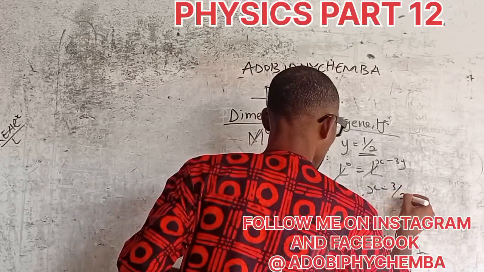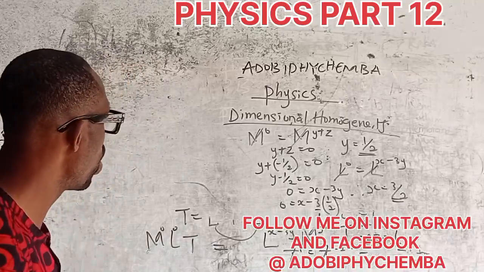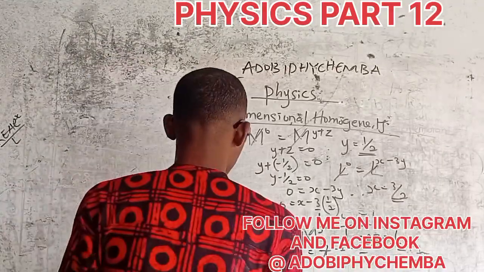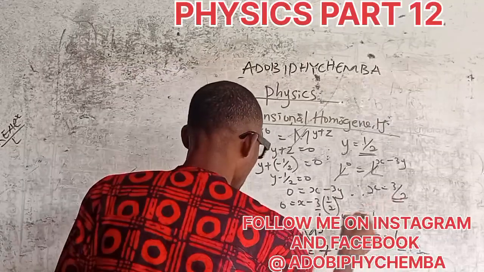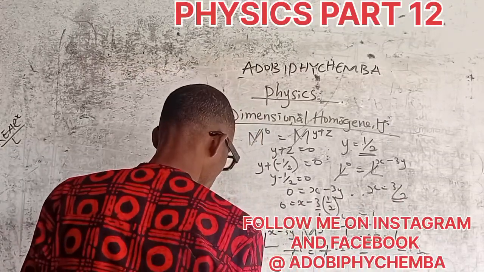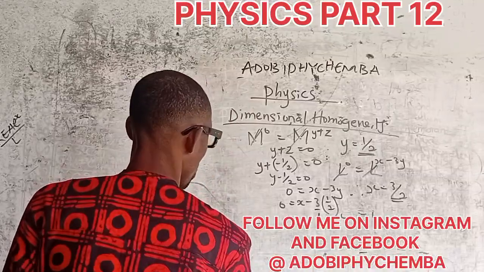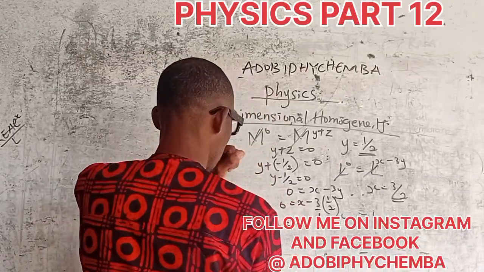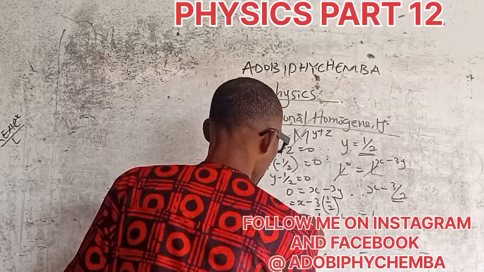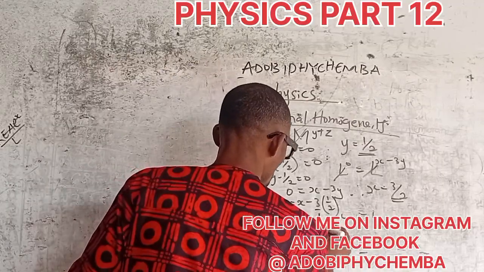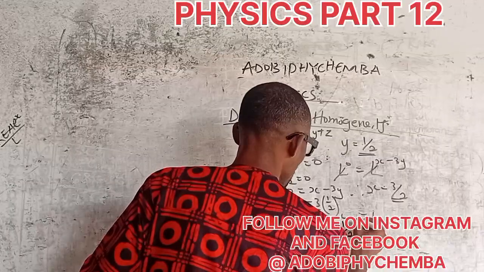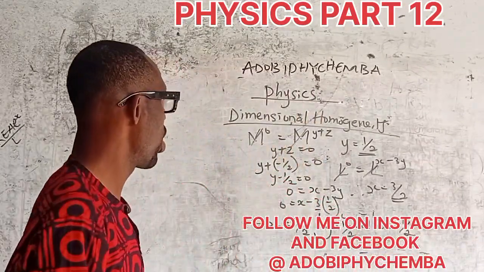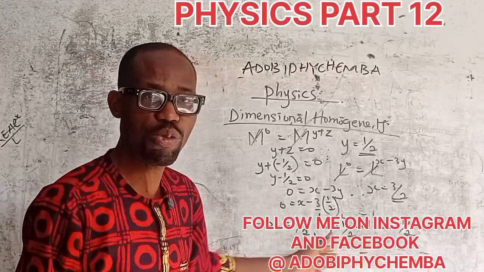3 over 2. So with this, we've been able to get the variables of this relationship. You now say, therefore, x, what did we get as x? We got x as 3 over 2, comma, y is 1 over 2, and z is minus 1 over 2. With this, we've been able to get the values because they say we should find the value of x, y, z.